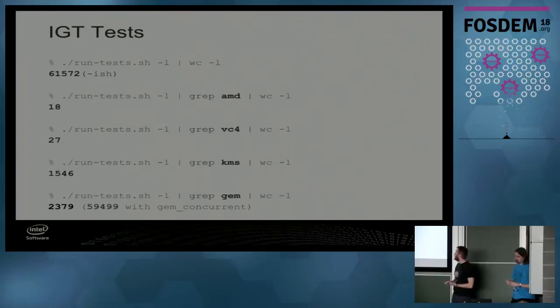There are 18 tests dedicated for the AMD, 27 tests for VC4, mostly by Eric and Holt. And also we have 1,500 tests for KMS, and those should be mostly vendor agnostic as well, because KMS is a cross-vendor API. Kernel mode setting, so it's for setting the resolutions and displaying images on the frame buffers. So those should be mostly vendor agnostic, and we have Intel-specific GEM tests, which are the most.